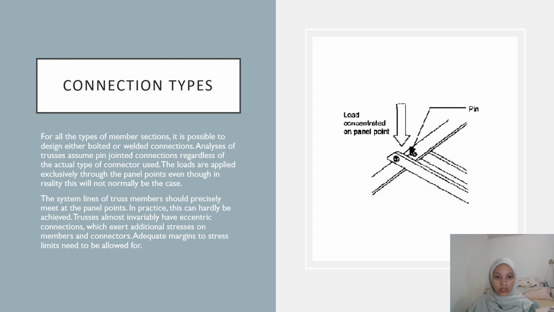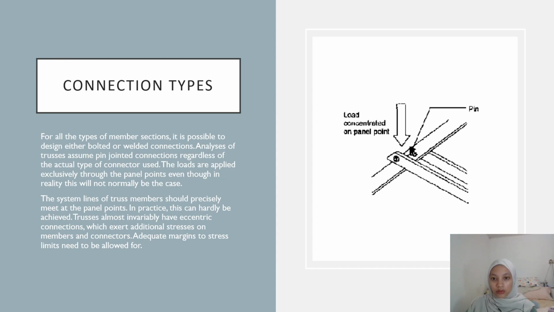For all types of member section, it is possible to design either bolted or welded connection. Analysis of trusses assumes pin joint connection regardless of the actual type of connector used. The loads are applied exclusively through the panel points, even though in reality this will not normally be the case. The system lines of truss members should precisely meet at the panel points. In practice, this can hardly be achieved. Trusses almost invariably have eccentric connections, which exert additional stresses on members and connectors. Adequate margin to stress limits needs to be allowed for.